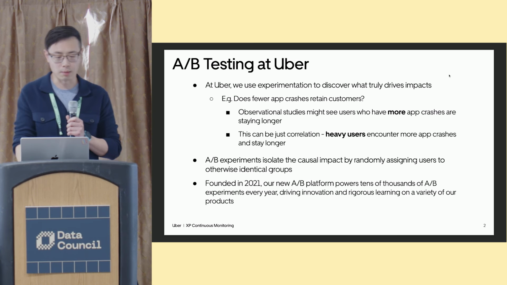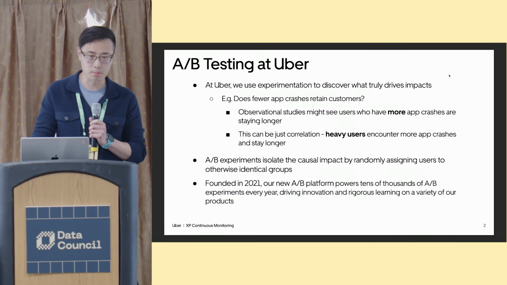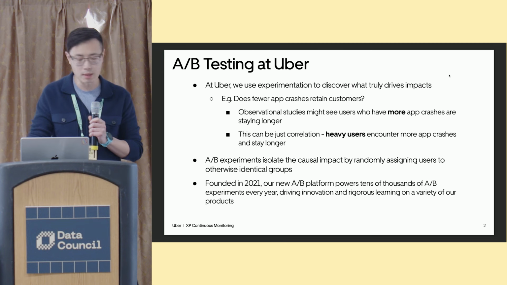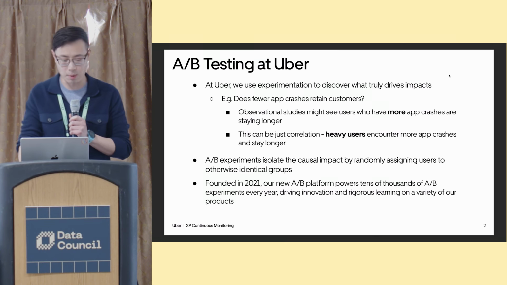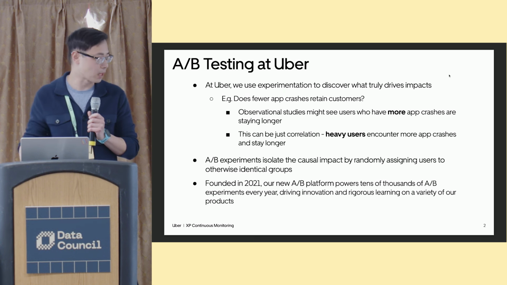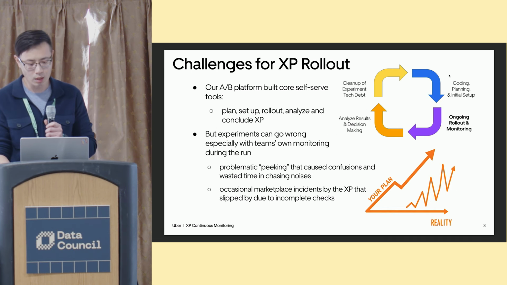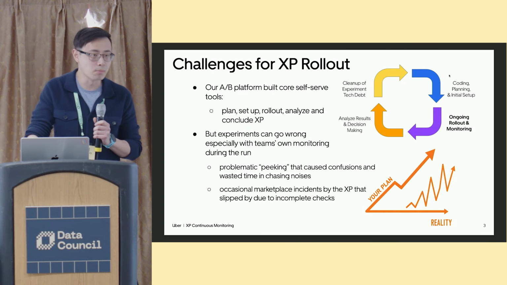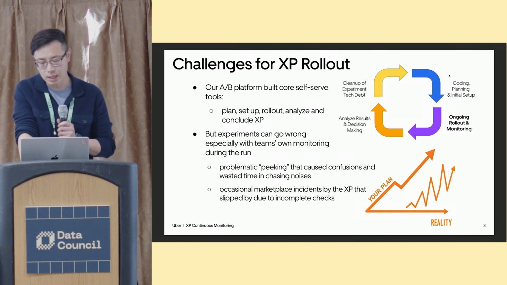At Uber, my team works on a centralized A/B testing platform. And we built that in 2021. And since then, we have been powering tens of thousands of A/B experiments every year, helping our internal teams to test and innovate on their product. So the idea of A/B experiment is simple. The basic steps of running an A/B experiment is also very simple, right?